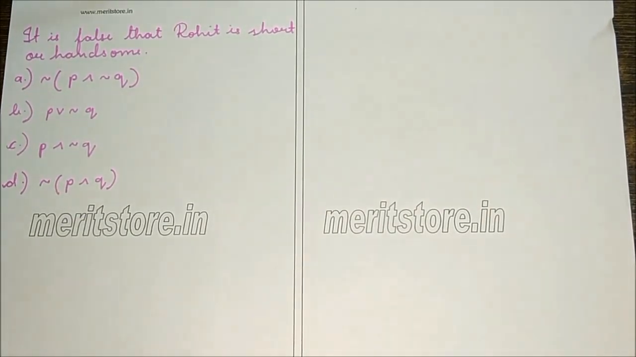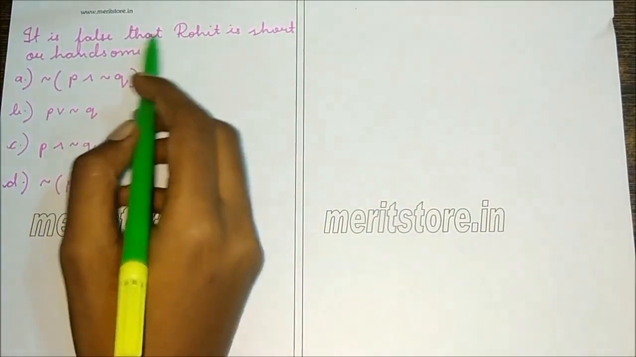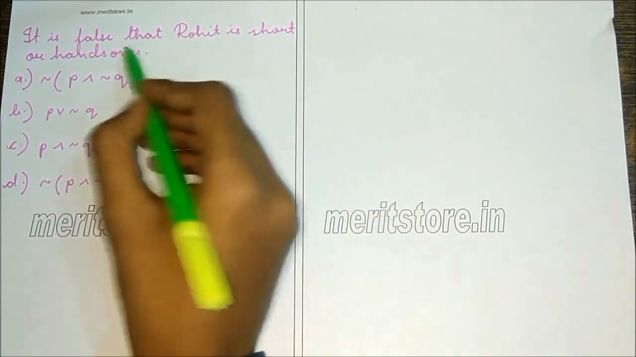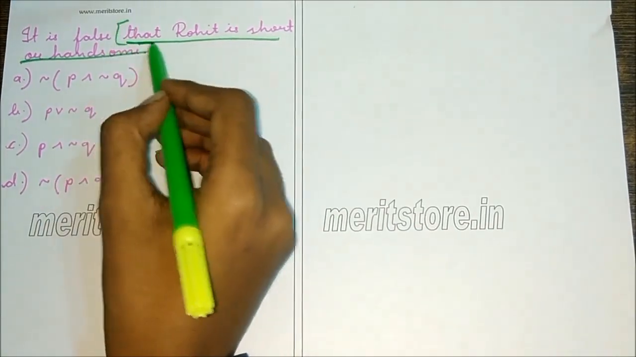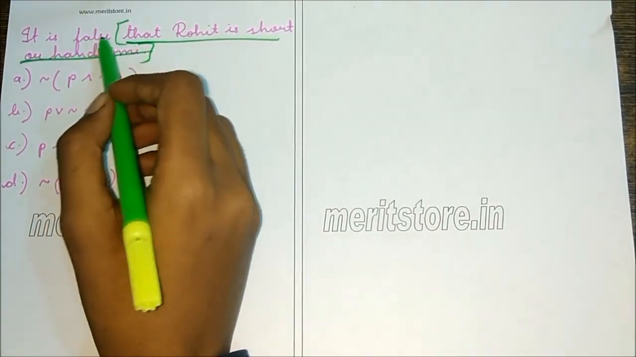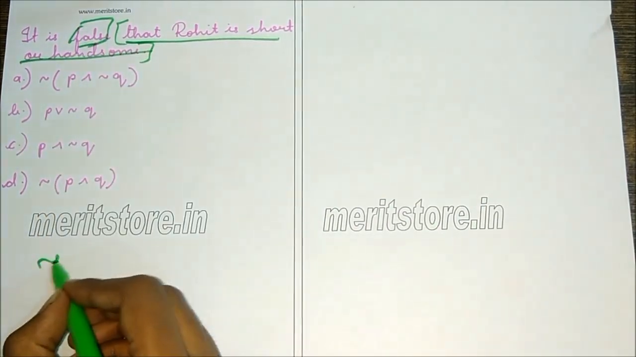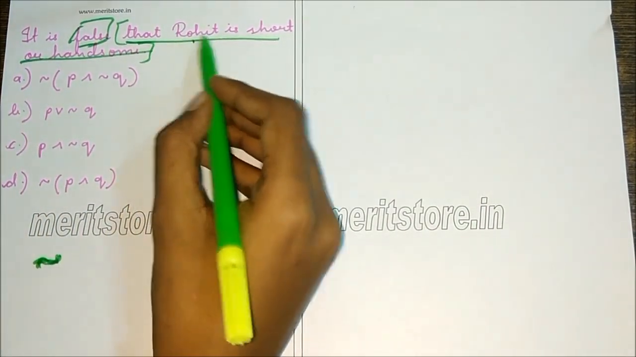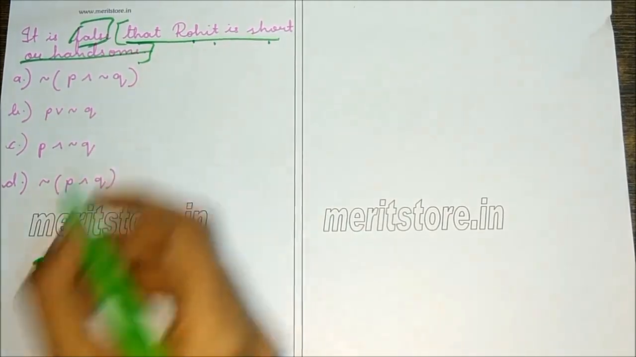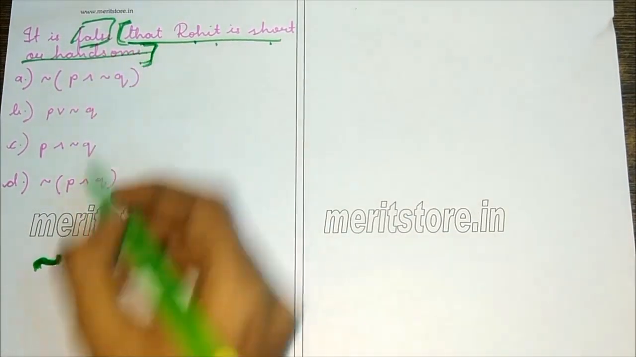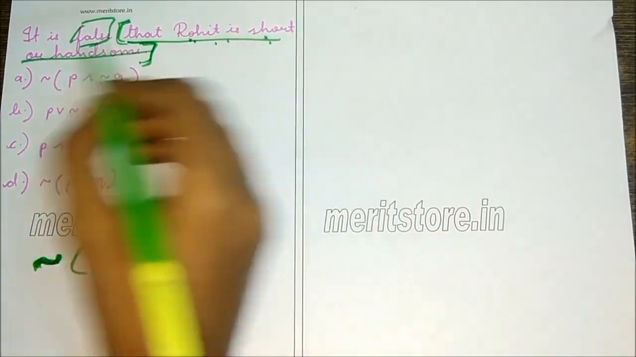Next statement is, it is false that Rohit is short or handsome. So let us assume this statement is true. It claims the statement is false, so this can be written as negation, since it is denying the fact that Rohit is short or handsome. We'll take this into a bracket. Rohit is short or handsome.